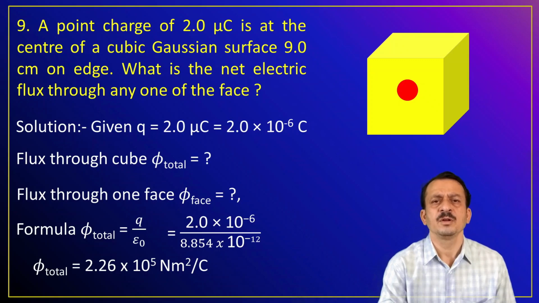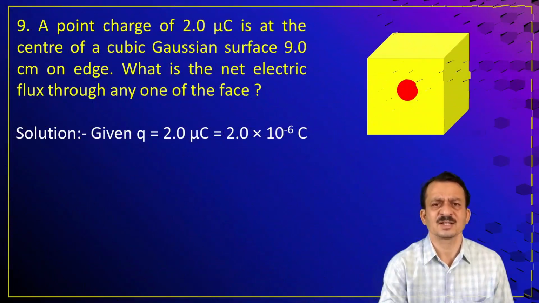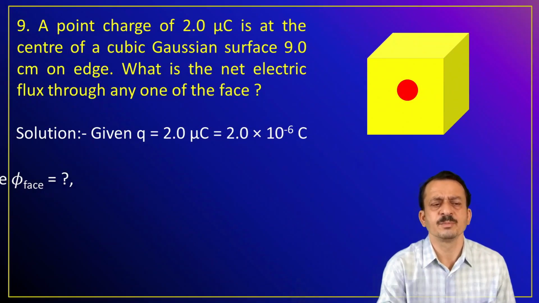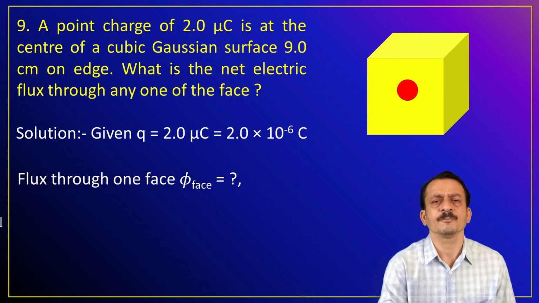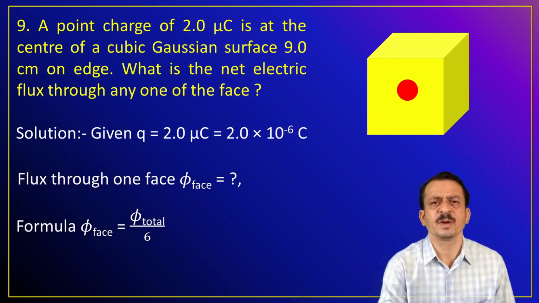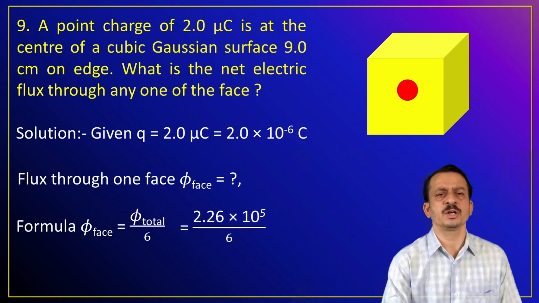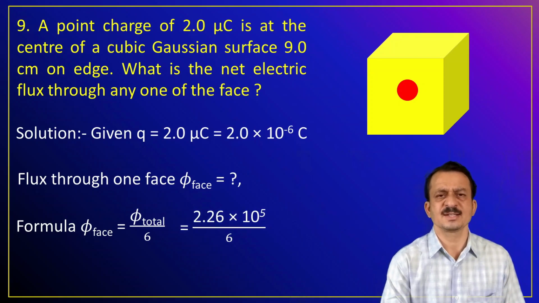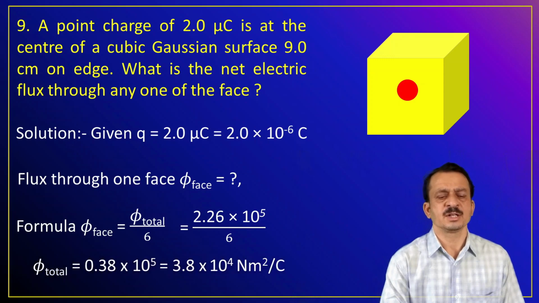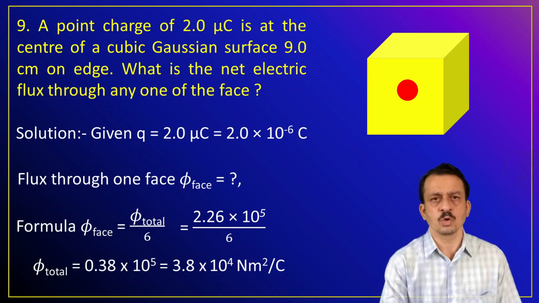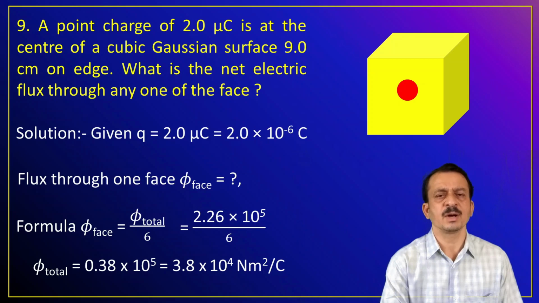Now we have to find the flux through one square or the face. So that is equal to simply total flux divided by number of squares. So here in the diagram, number of squares is 6. Substituting the value of total flux 2.26 into 10 to the power of 5 divided by 6, after calculation we will get 0.38 into 10 to the power of 5. If I write it in the scientific notation, it is 3.8 into 10 to the power of 4 Newton meter square per coulomb.